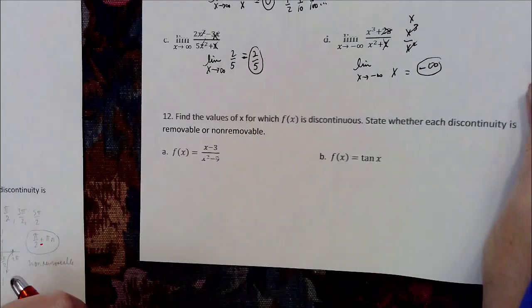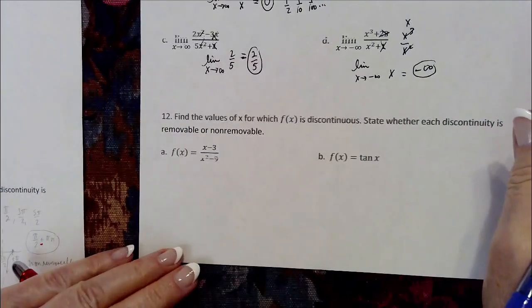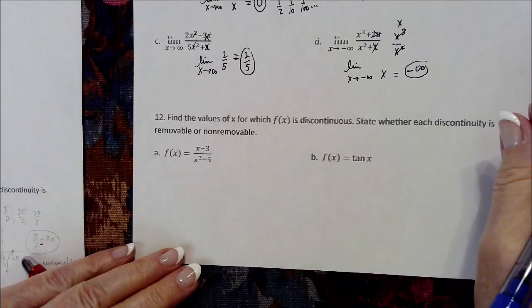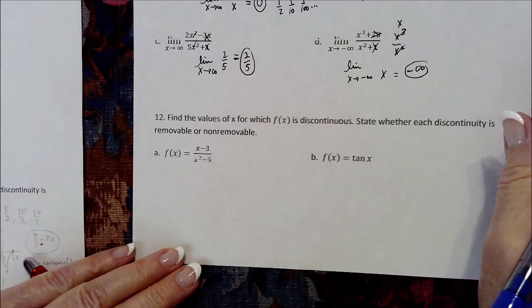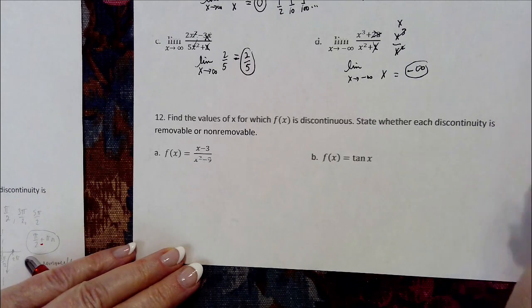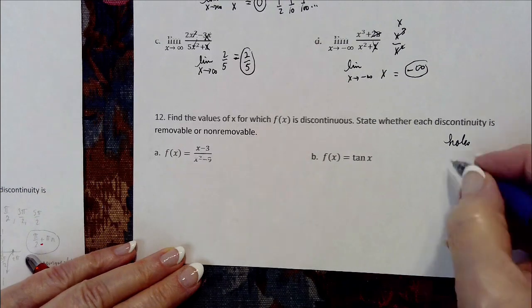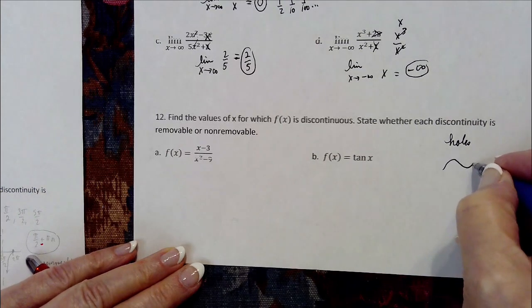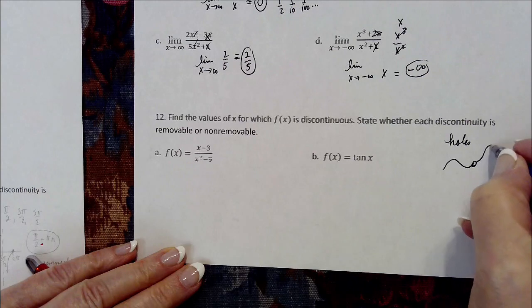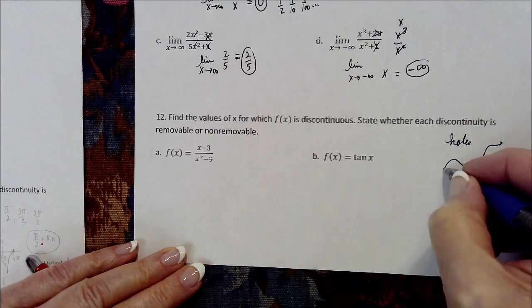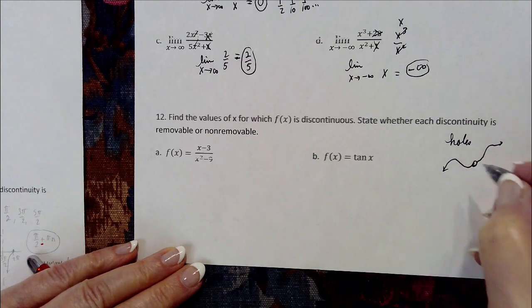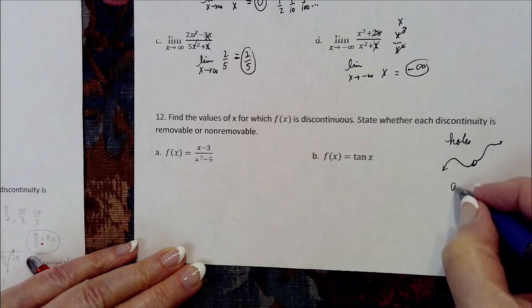Okay, number 12 says, find the values of x for which f of x is discontinuous. State whether each discontinuity is removable or non-removable. So we said earlier we're going to talk about holes. Holes are where you have a graph where maybe it's graphing along and then all of a sudden it has an open spot and then it just keeps on going from there. So this would be a hole. And then we also have what we call asymptotes.